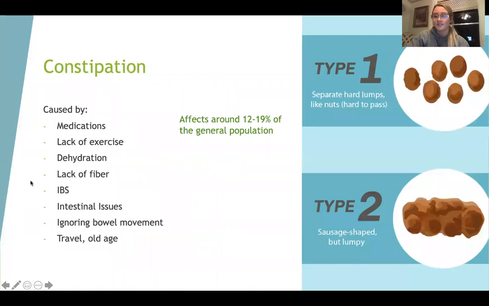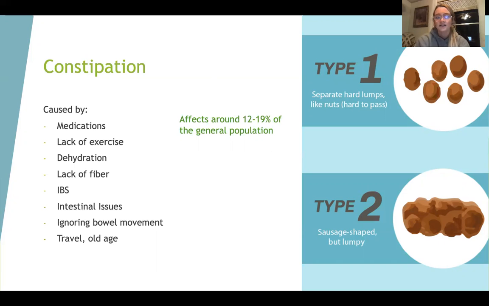So constipation, for example, would be type 1 and type 2 on that information sheet, and that's the lumpy or sausage-shaped type of poop. It's not constipation is what it is. And constipation actually affects fewer Americans than GERD does. It's at 12.19% of the general population, whereas GERD is up at 40%. And constipation can also be caused by a variety of things.